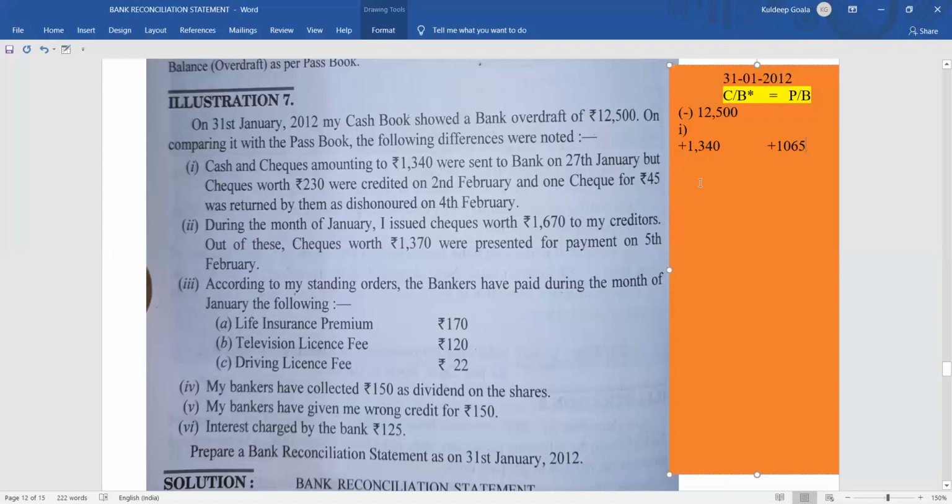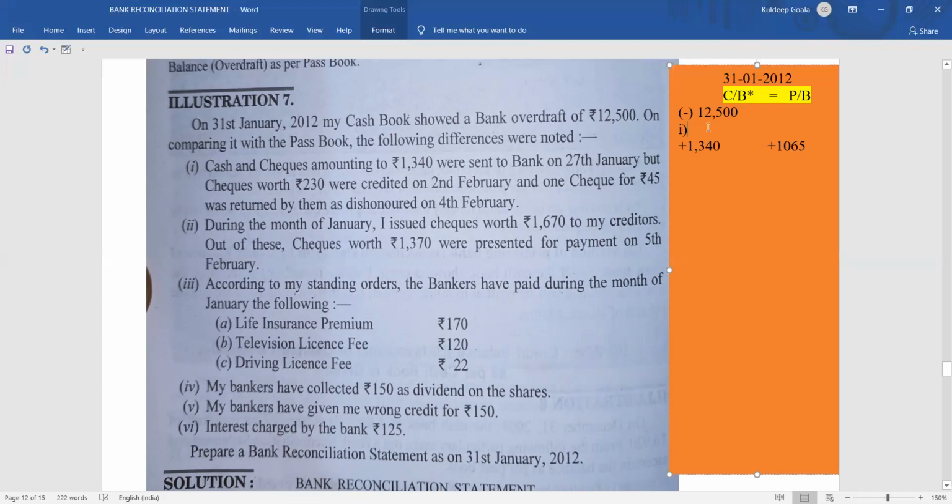So if we deduct 275 from 1,340, how much will we get? 1,065. So only 1,065 came in the passbook. Now you can see that the totals of both the sides are not the same, isn't it? To make it the same, what do we have to do? We have to make the changes. And where can we make the changes? Only in the base. So our base is the cash book, right?